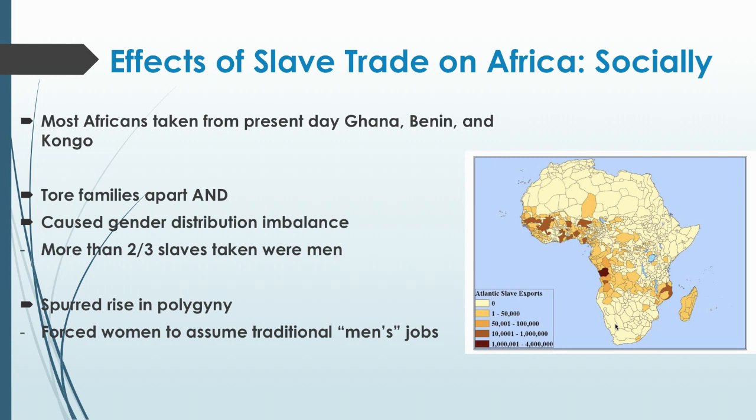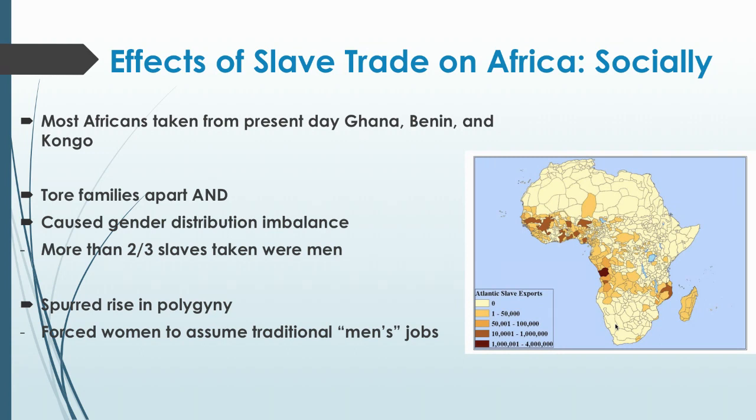And because of this, we saw a rise of polygamy, because out of necessity, women could not find an available husband. And so we saw men taking more than one wife out of necessity. And also women were forced to step into what at the time in Africa was considered more traditional men's jobs, which again shows Africa being much more egalitarian in its societies than places in Europe.